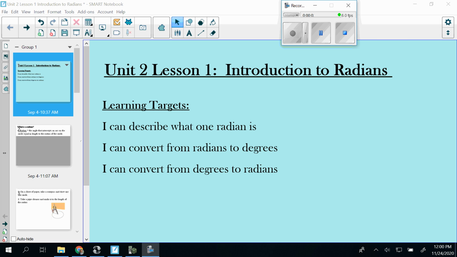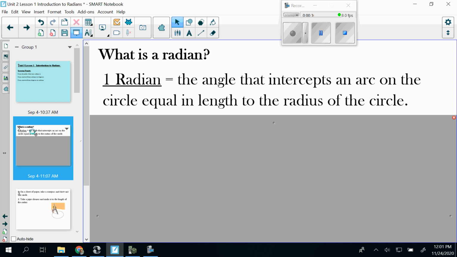Okay, in this first lesson, we are going to look at what a radian is. We want you to be able to describe what a radian is, how to convert from radians to degrees, and also back from degrees to radians. All right, so what is a radian?